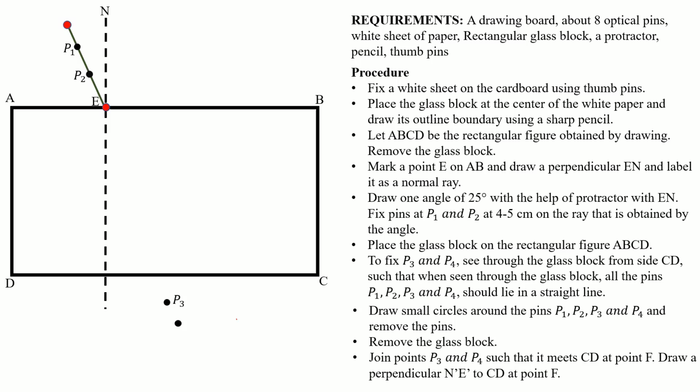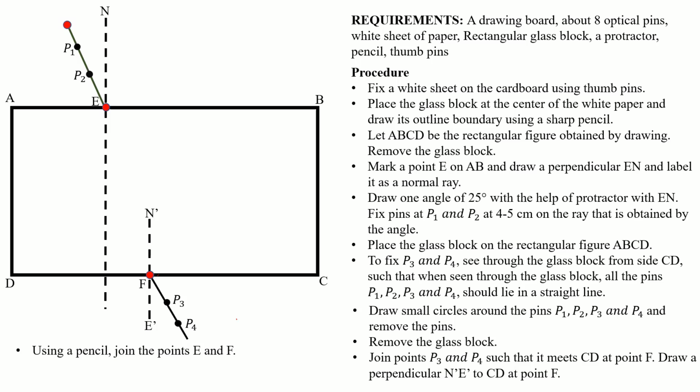Now the next is we are going to join P3 and P4 such that it meets CD at the point F. Now we are going to draw a perpendicular, that's N prime E prime, to CD at point F. Remember, CD is the interface down, it's this interface. Okay, so let's do that. That's our normal, and that's our point F. So that's N prime E prime. So we have our pins P3 and P4. We are going to link them with a straight line.